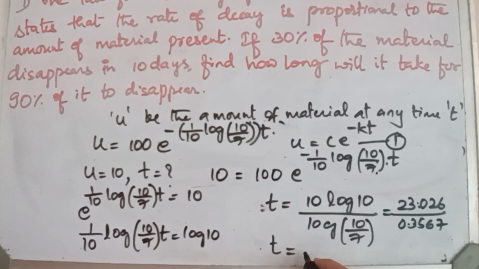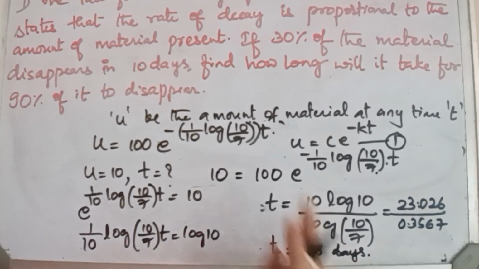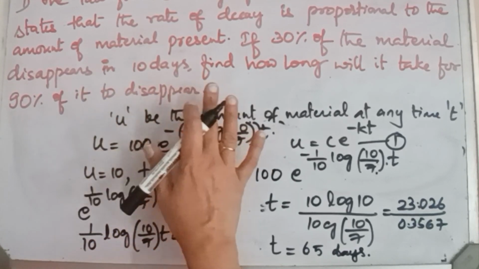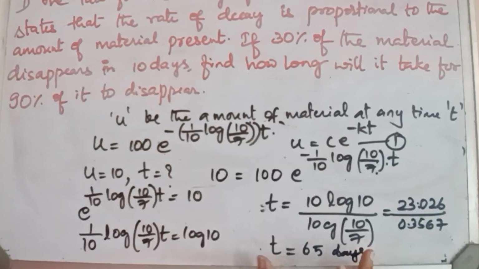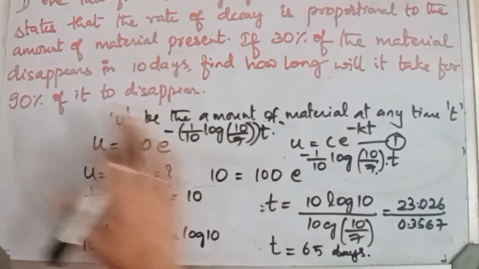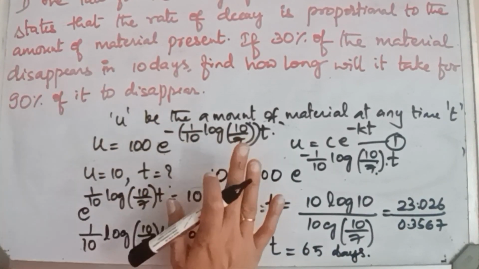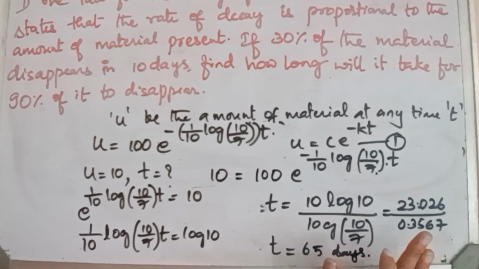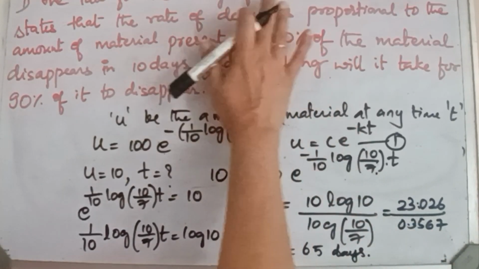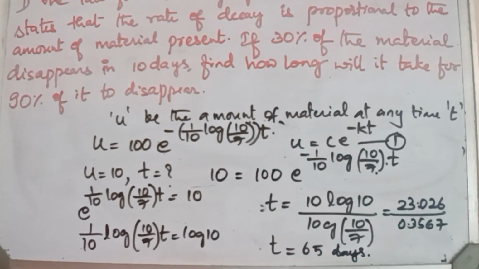So finally, the answer would be t equal to 65 days. Therefore, after 65 days, 90% of the material will disappear. So it takes 65 days to disappear 90% of the material. This is how we solve the problem of decay using the concept of first order linear differential equation.